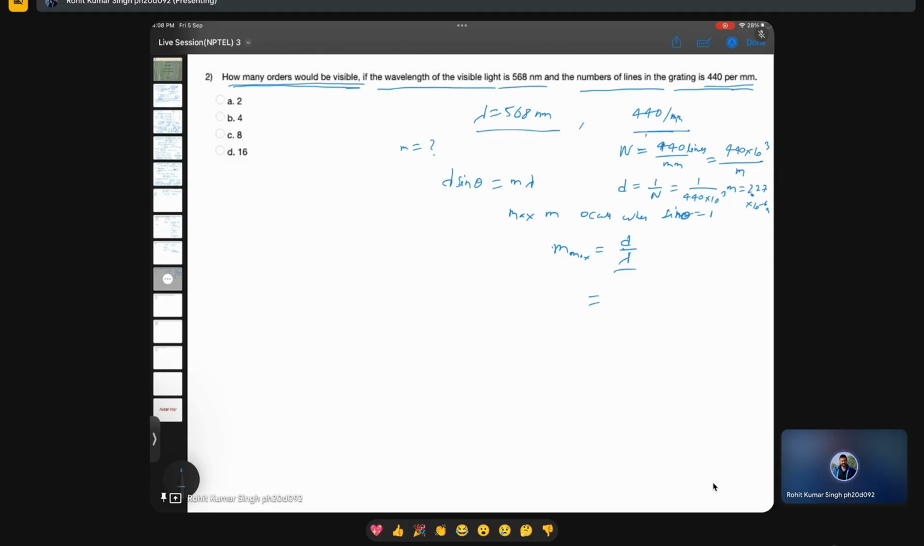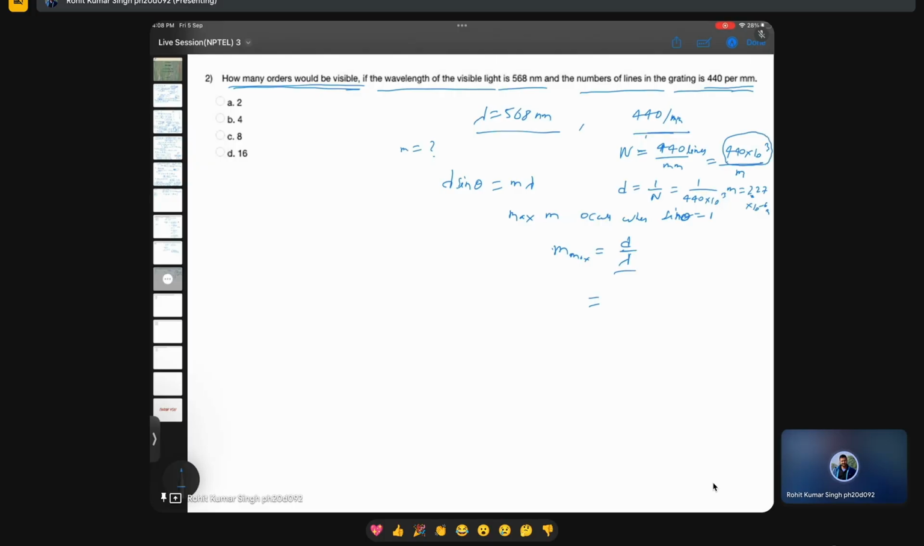Do you understand this? You have 440 into 10 to the power 3 lines in 1 meter of distance. So then you have one line in 1 by 440 into 10 to the power 3 meter, right? And this one line corresponds to one slit. Is this fine?